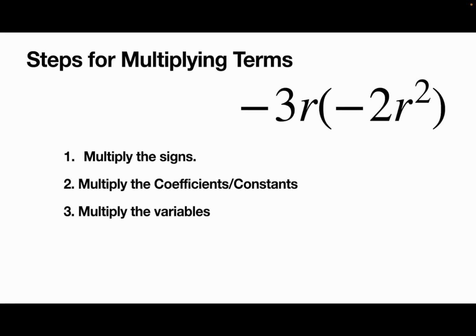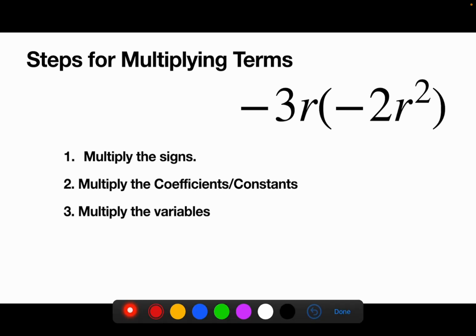So there are three steps that we have to look at in order to multiply terms. The first one is multiplying the signs. The second part is multiplying coefficients and constants. Remember, if you haven't watched the video on understanding terms, you should. These are called coefficients because they have a variable next to them. Otherwise, they'd be called a constant. Coefficients are always a number. So we'll first multiply the signs, then we multiply the coefficients, and lastly, we multiply the variables.